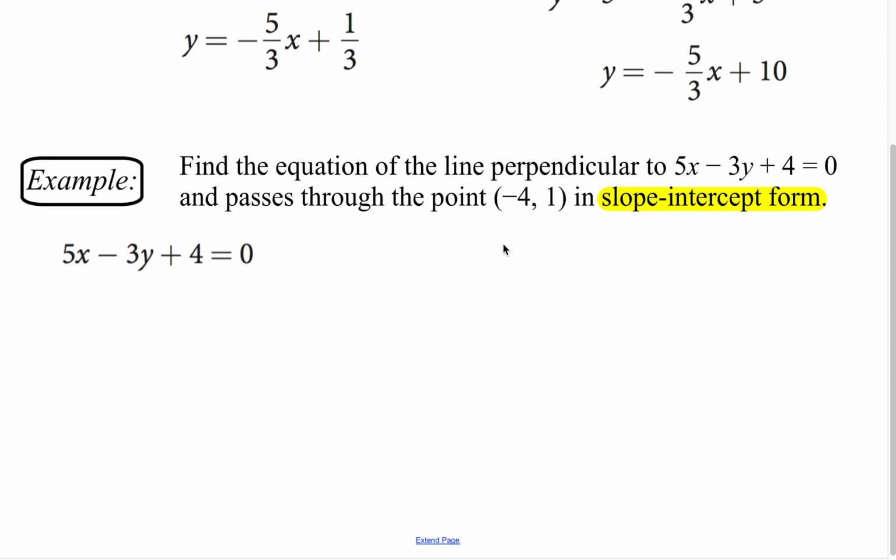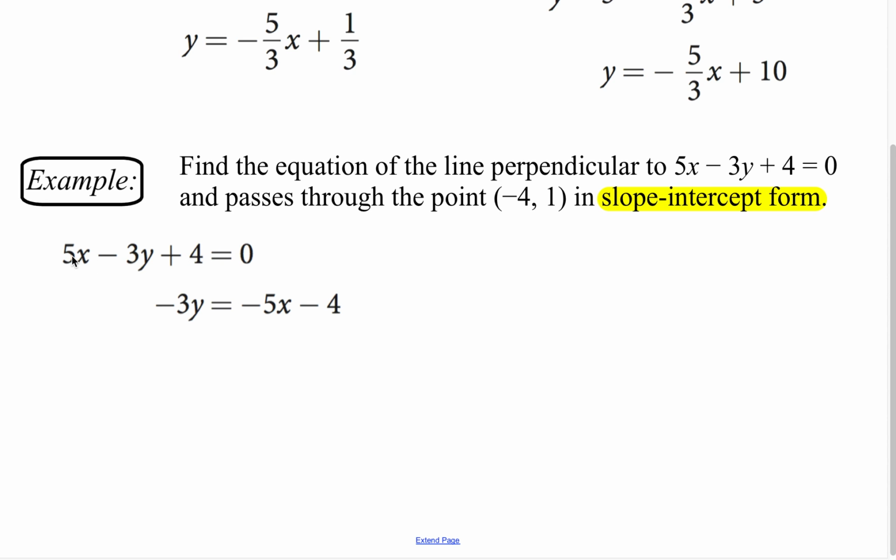Last one on this page here, we have find the equation of the line perpendicular to that equation, passing through the point negative 4, 1. We want slope-intercept form again. And I always like to highlight what form my answer is supposed to be in, just so I know what direction I'm going. So first of all, we need to find the slope, right? We want to find the slope means solve for y. If I'm going to solve for y, I'm going to move the x term and the constant to the other side. That's a little shortcut for you.